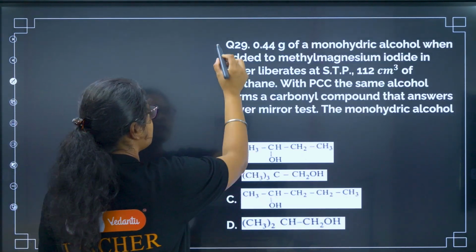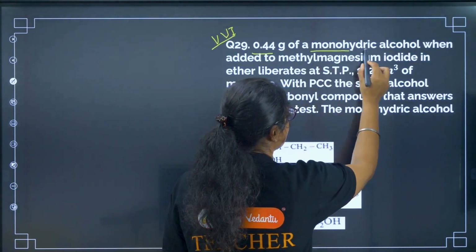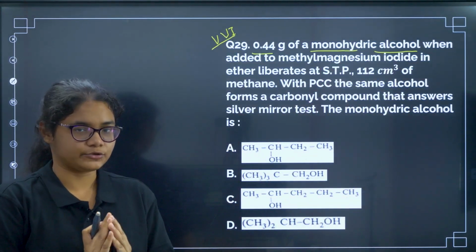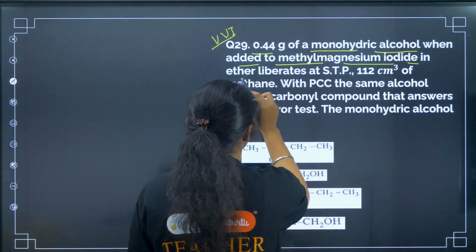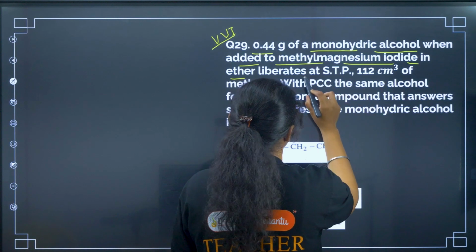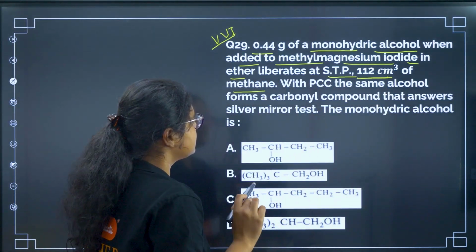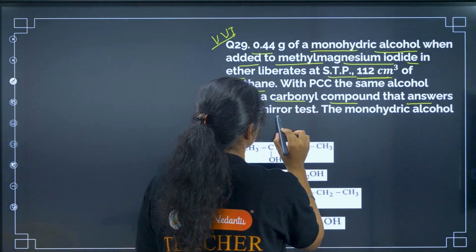Next. Okay. Very important question, this one. 0.44 gram of a monohydric alcohol. Monohydric alcohol means the compound has only one OH group. When added with methyl magnesium iodide in ether, it liberates at STP 112 ml of methane. With PCC, the same alcohol forms a carbonyl compound that answers the silver mirror test.